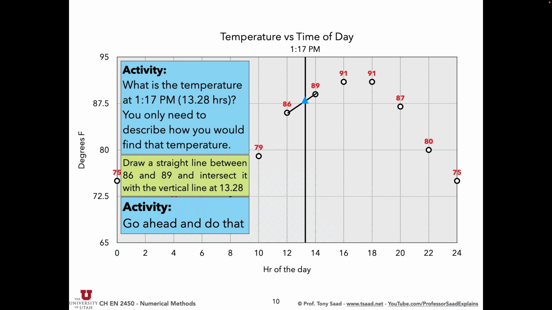Y equal mx plus b, that's the formula for a straight line. The slope is rise over run. So 89 minus 86 over 2, right? That's the slope, rise over run. And the intercept, you just evaluate that straight line at any one of those endpoints to get b. Okay? Got a temperature, 87.92. Okay?